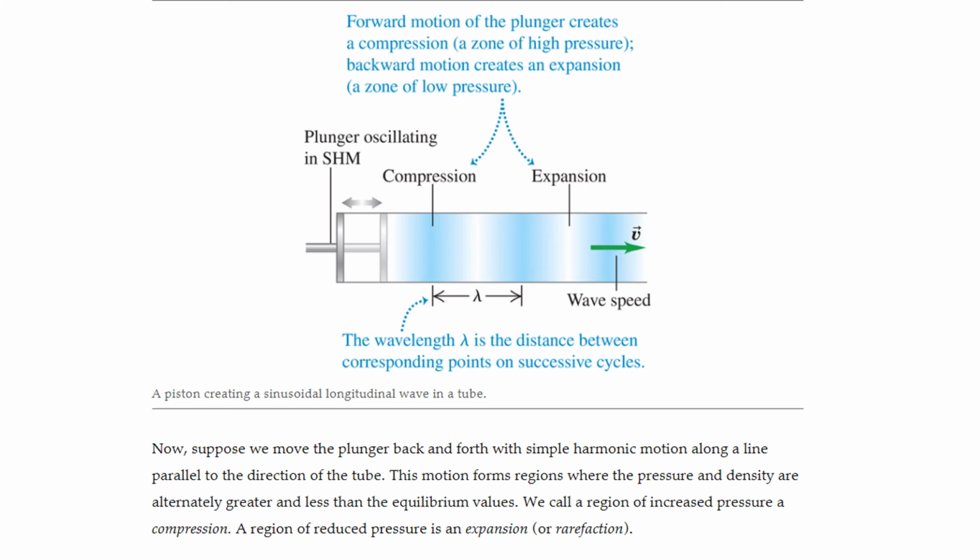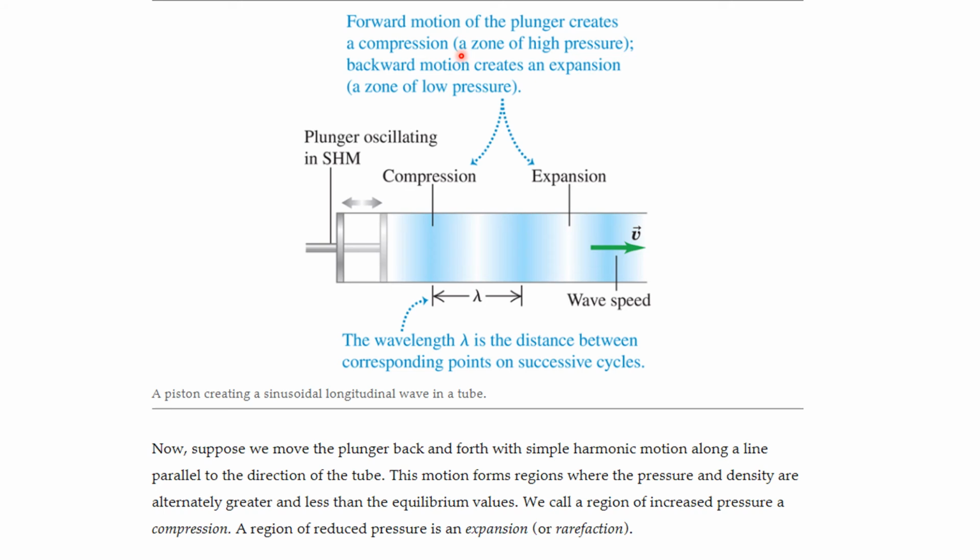And so here again we see the longitudinal wave, the compression and the expansion. This is compression. Sometimes this is called rarefaction. But forward motion of the plunger creates a compression. This is the zone of high pressure.